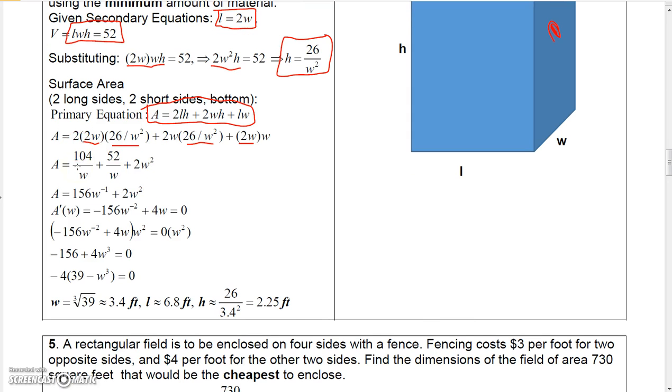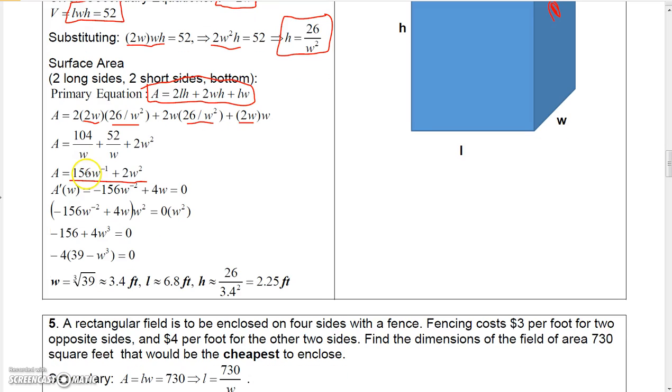So I can differentiate that. Instead of saying 156 over W, I'm going to write it as 156 times W to the negative 1 plus 2W squared. And then when you take the derivative, you get minus 156W to the negative 2 plus 4W. And then we set that equal to 0 to solve it. So what I'm going to do is similar to what I did in the previous problem. I'm going to multiply everything by W squared so I can cancel that W to the negative 2. So if I multiply this by W squared, I just get the negative 156. If I multiply 4W by W squared, I get 4W cubed. And of course, 0 times W squared is 0.